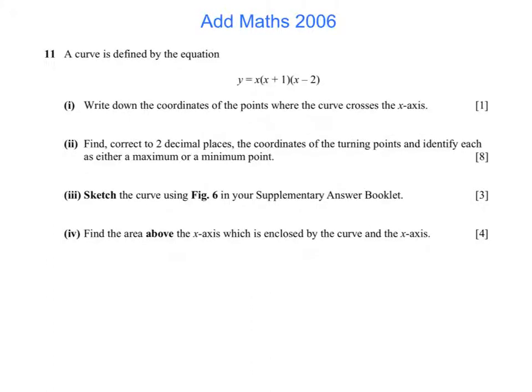2006 paper 1 question 11. The curve crosses the x-axis when y equals 0. So that will be when x equals 0, x plus 1 equals 0, so x equals minus 1, and x minus 2 equals 0, so x equals 2.